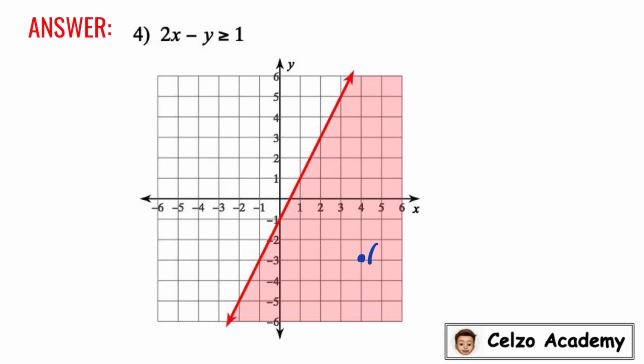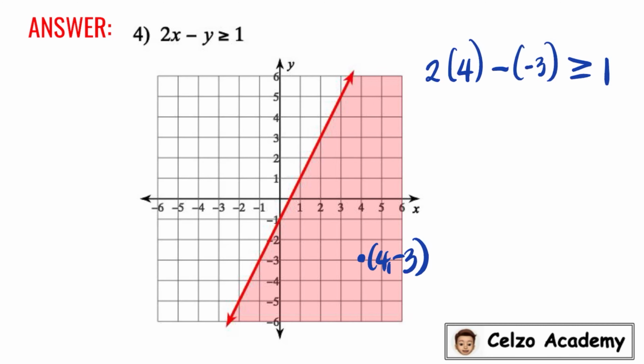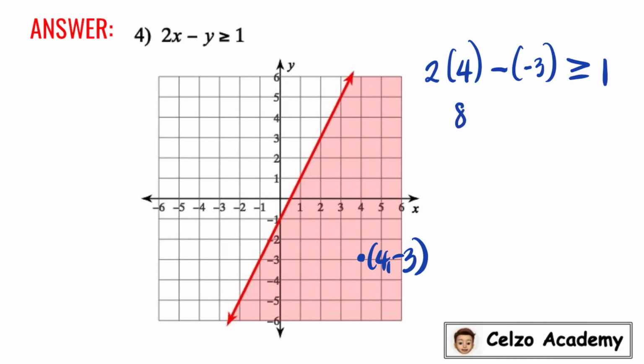Let's take the point (4, -3). Substituting into the inequality, we have 2 times x, which is 4, minus y, which is -3, greater than or equal to 1. This should satisfy the inequality for this to be true. 2 times 4 is 8, minus -3 is +3, greater than or equal to 1. And 11 is indeed greater than or equal to 1. So the solution set of question number 4 are any ordered pairs in the lower half of the line, including the points on the line.